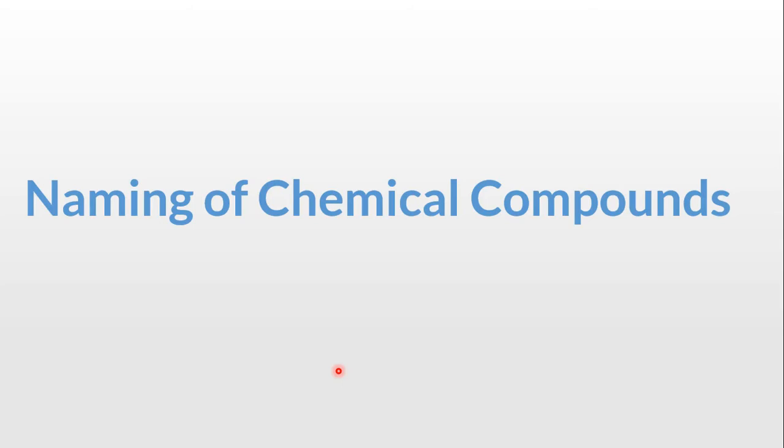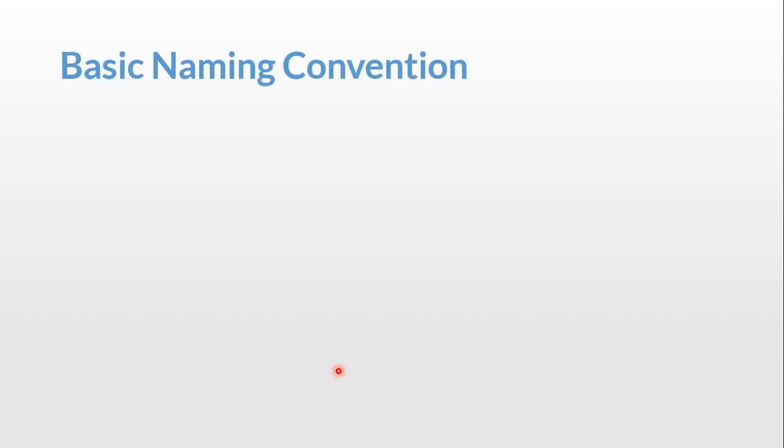Okay, so move on to naming of chemical compounds. We've been able to write the formulas for compounds when we are given the compound. How about if we are given the formulas and we are asked to write the name for that compound? How are you going to go about that? Okay, let's see how you're going to do that. So let's look at these basic naming conventions.